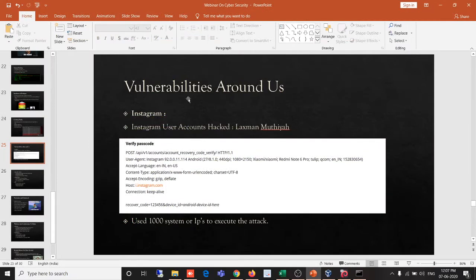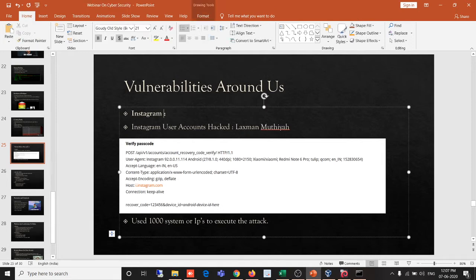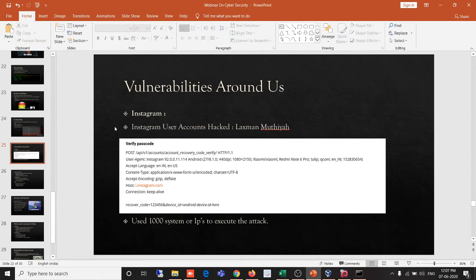So vulnerabilities around us, like this attack that happened in Instagram. It's like a complete account takeover. In a sense, you can consider me and my friend who has an Instagram account. And what if I hack my friend's account? It's not just my friend's, it's everyone's. So as I was talking, like the term intercept, right? This is a kind of interception. You intercept the request before it is sent to the Instagram service.